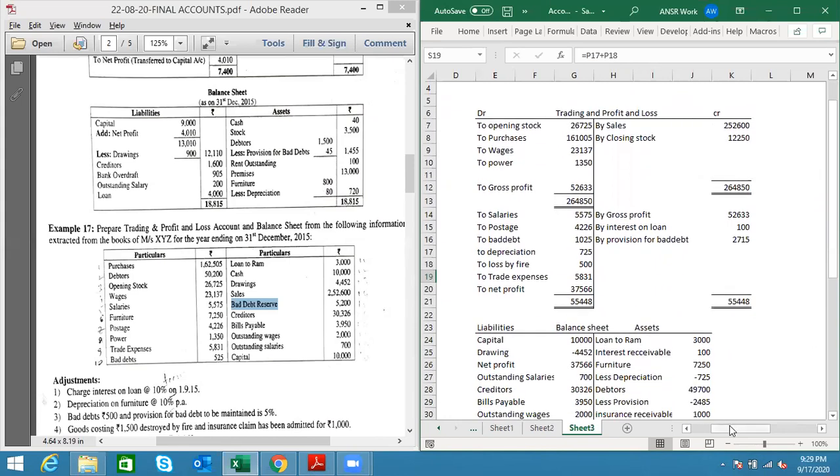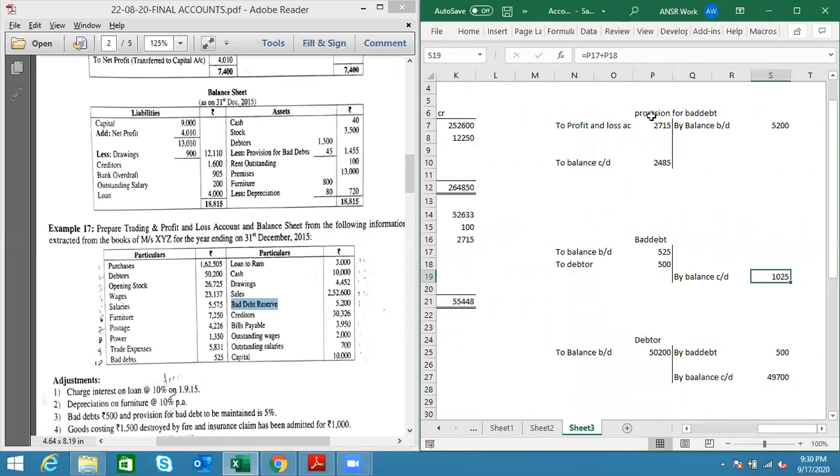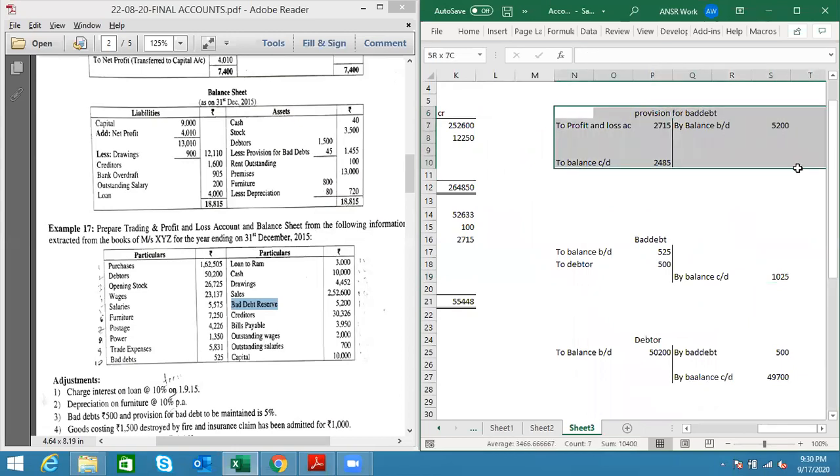Here, because we have the bad debt reserve related adjustments, one adjustment related to the bad debt reserve, I'll make a ledger account for it. Do you see the ledger account here? The balance that is given, 5,200, is a credit balance, because a liability will always be a credit balance. So which side will it be posted in? Debit side or credit side? The balance brought down?